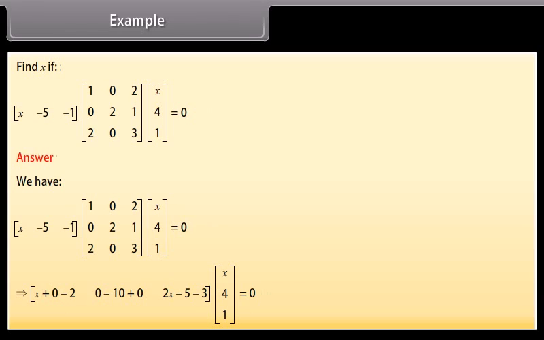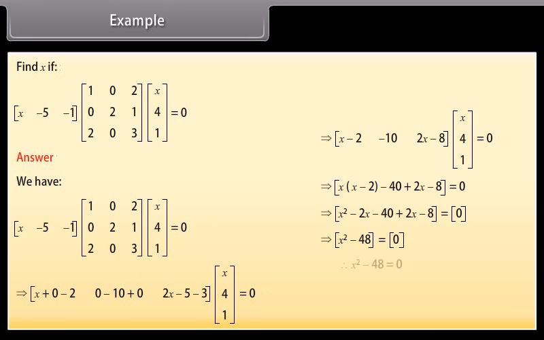It implies that the matrix with first row [x + 0 - 2, 0 - 10 + 0, 2x - 5 - 3] multiplied by the matrix with rows [x], [4], [1] is equal to 0. Solving this, we get x squared minus 48 is equal to 0. It implies x squared is equal to 48. It implies x is equal to plus or minus 4 square root 3.